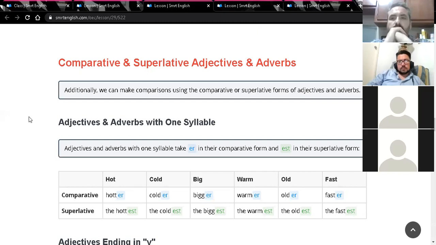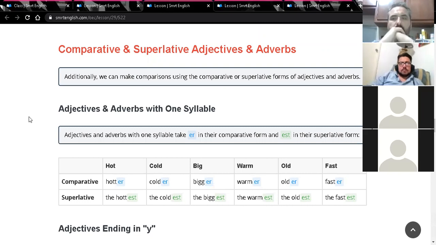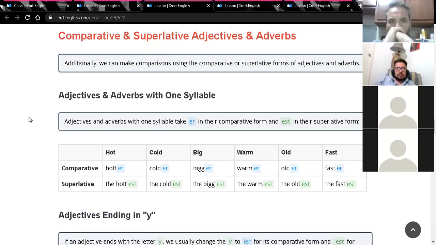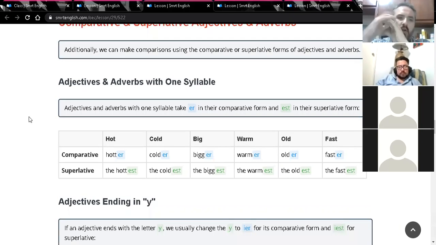Okay, so we can make comparisons using the comparative or superlative forms of adjectives and adverbs. Adjectives and adverbs with one syllable take ER in their comparative form and EST in their superlative form. For example, hot, hotter, cold, colder, big, bigger, warm, warmer, old, older, fast, faster. This is, as the word says, to compare one thing and another. Superlative: the hottest, the coldest, the biggest, the warmest, the oldest, and the fastest.